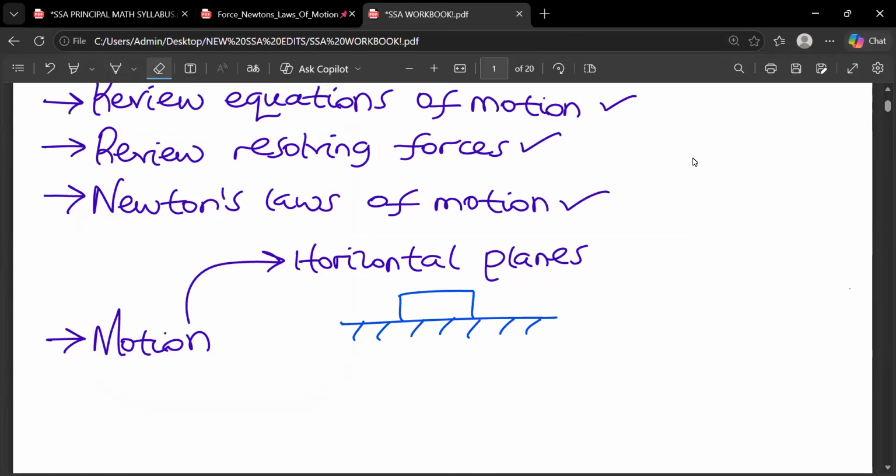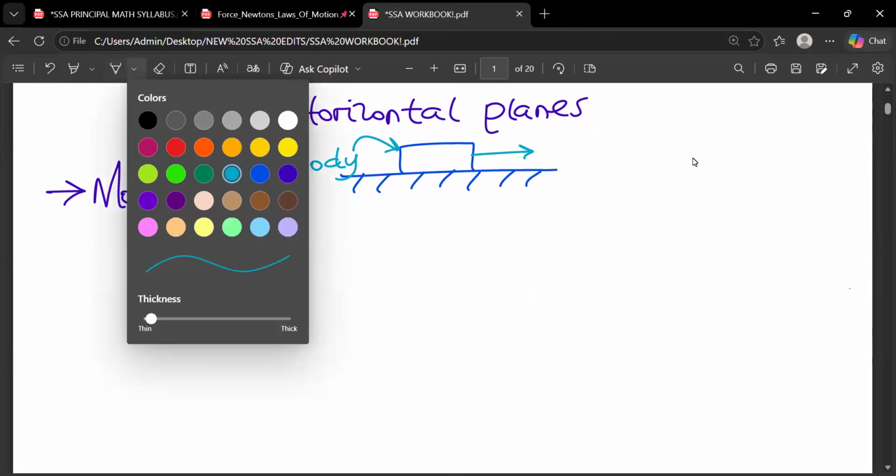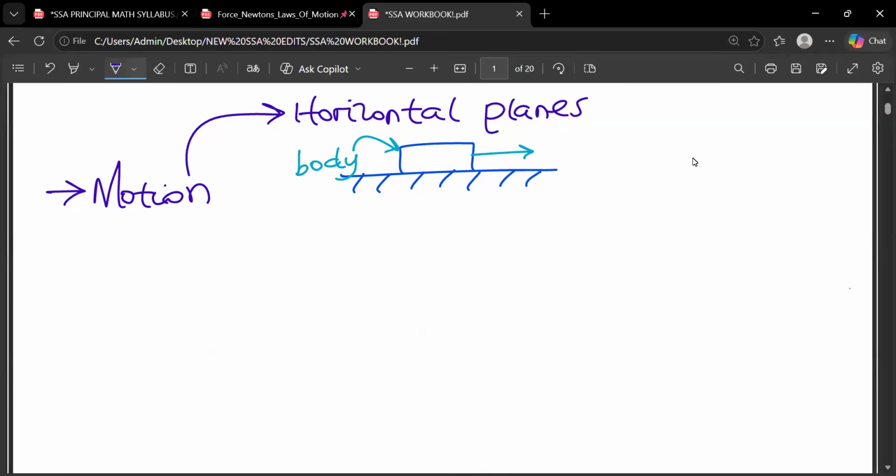I think I no need to overshade like that. And that is your body. Maybe the body is moving in that direction. You understand? This is your body. So you can see the plane is horizontal. Are we together? Then we can also have motion on a plane that is inclined. That means the plane is at an angle. So we can have motion, but this time on a plane that is inclined. So I'm going to put here: inclined planes. And how do they really look like?